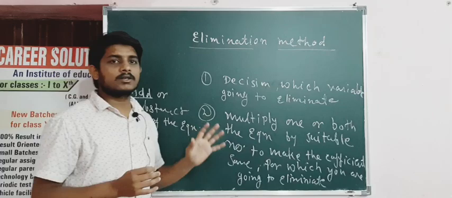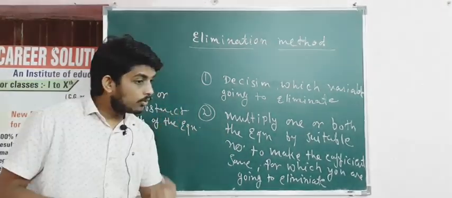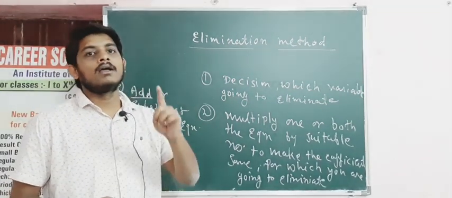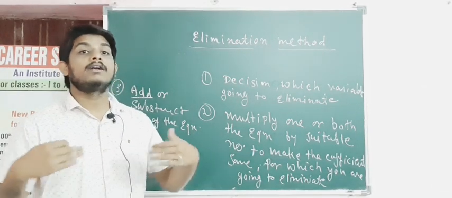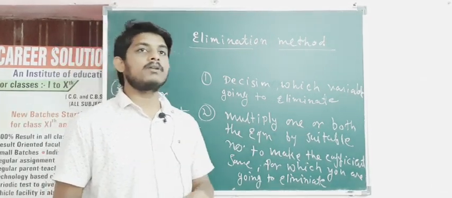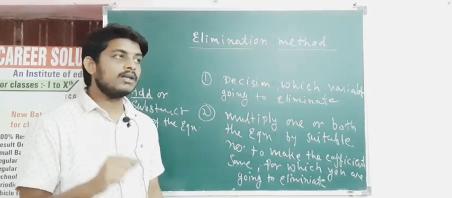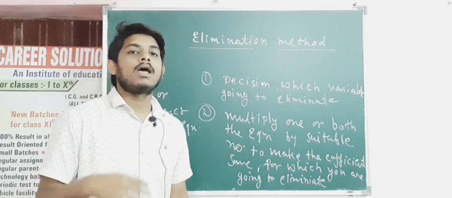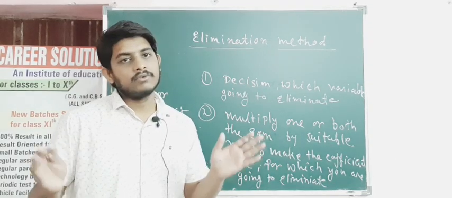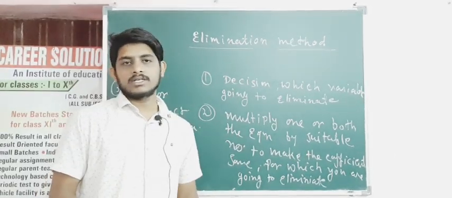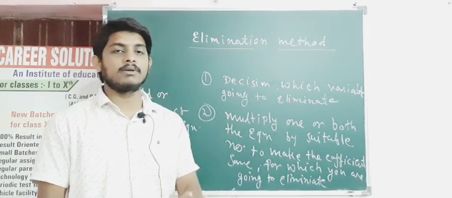So at what time are we going to add, or at what time are we going to subtract? Okay, here there are some things the students need to understand. When will we add? We go for addition when the variable which we are going to eliminate has different signs, meaning in one equation it has a plus sign and in another equation it has a minus sign. In that case we add the equations, after multiplying or making the coefficient of the eliminated variable the same.